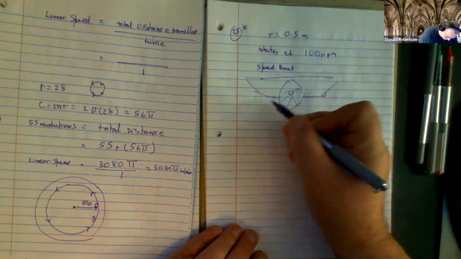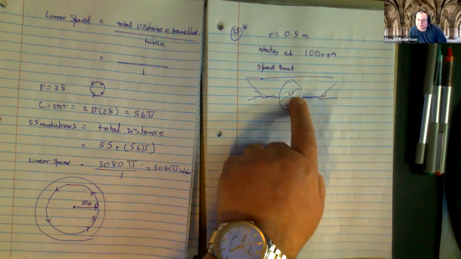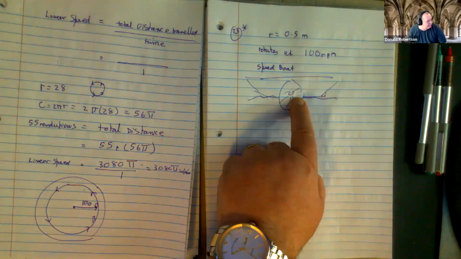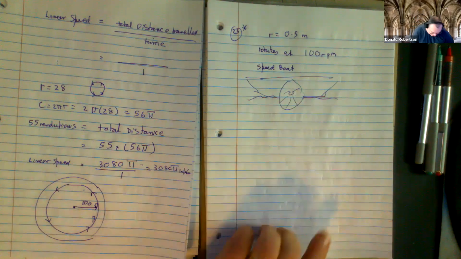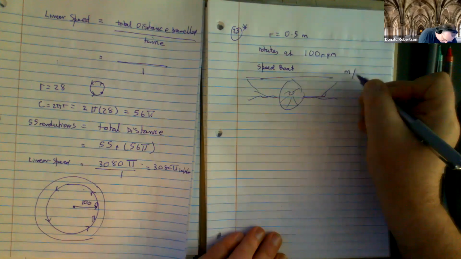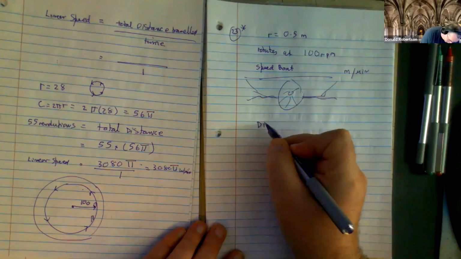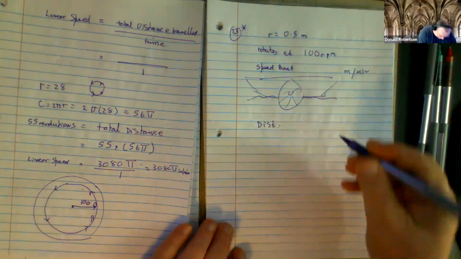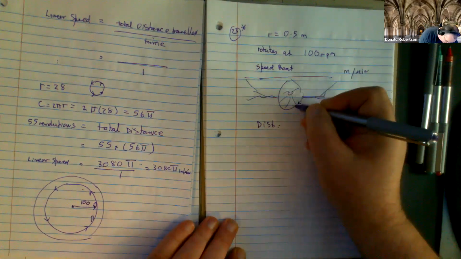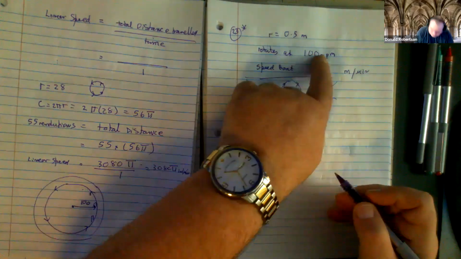You know the ones I'm talking about, the paddle boats, right? Paddle boat, 100 revs per minute. They want to know what the speed is, right? And they want to know the speed in meters per minute. So basically, don't I just need to find out what the total distance traveled is on the outside of that wheel when it does 100 revs?